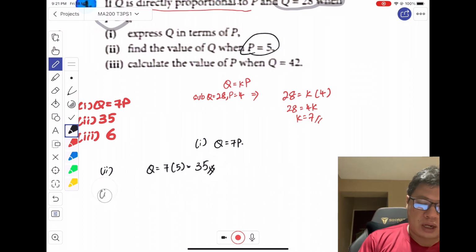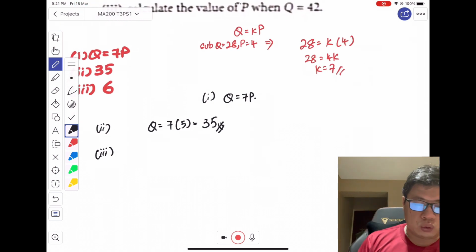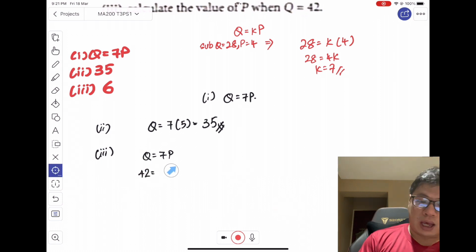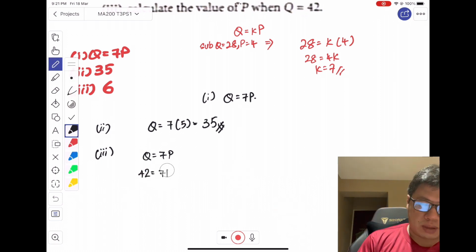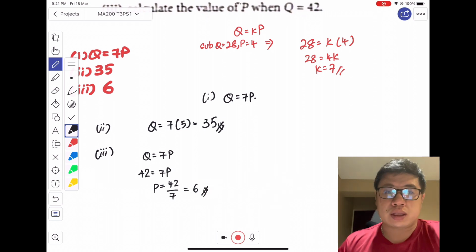And part 3, we want to calculate the value of P when Q is equals to 42. Same equation, right? So using the same equation, Q is equals to 7P. Now I substitute Q as 42, and from here 42 equals 7P, and therefore P is just equals to 42 divided by 7, which is equals to 6. Okay, so with that, we are done for this question.